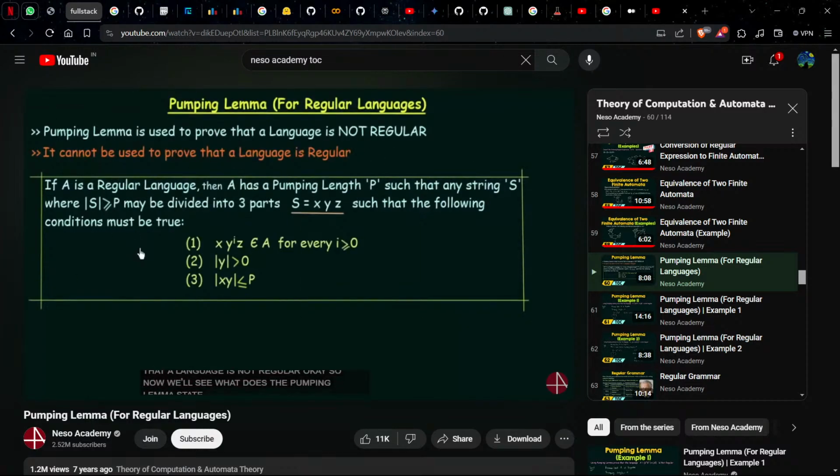Okay, so now we'll see what the pumping lemma states and how it can be used to prove that a language is not regular. Here is the statement of the pumping lemma. It says that if A is a regular language, then A has a pumping length P such that any string S where the length of S is greater than or equal to P may be divided into three parts, S equal to XYZ, such that the following conditions must be true.